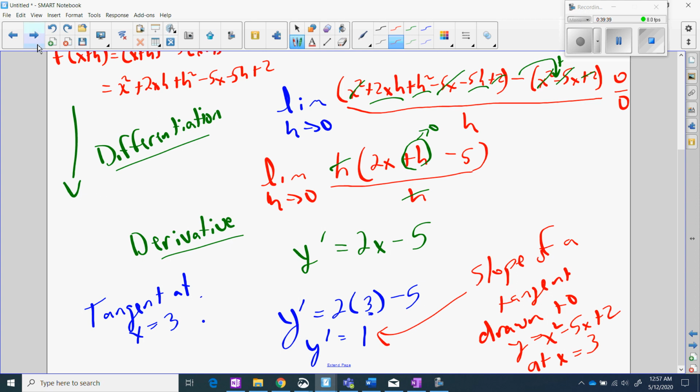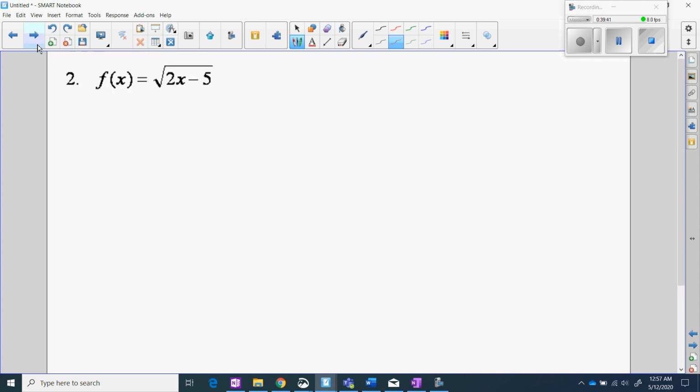All right, on we go. Here's another one. So this one's got a radical in it. So I picked out 3 of the common types. So the first one's your polynomial. The next one here involves a radical.